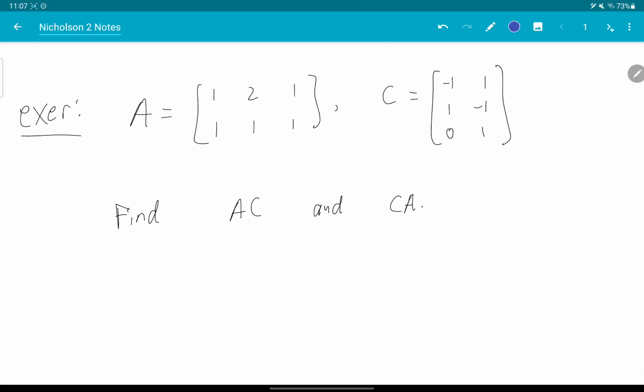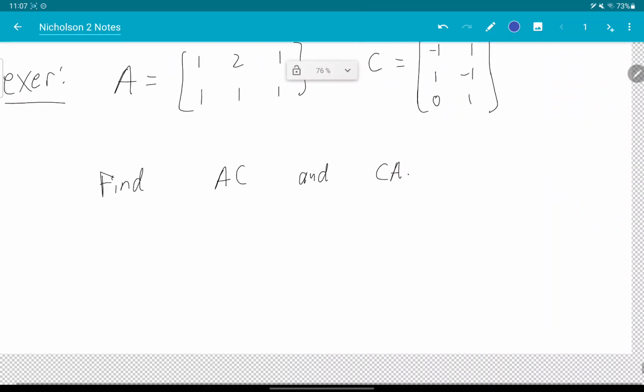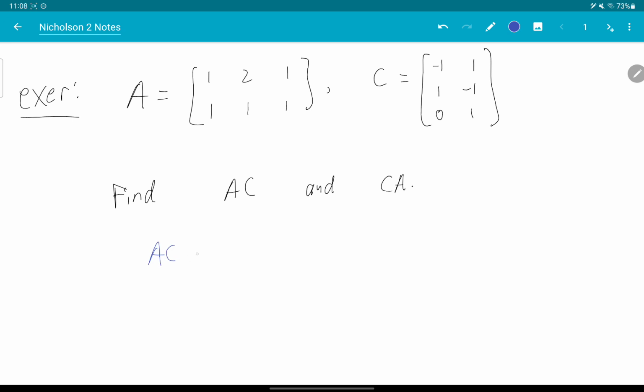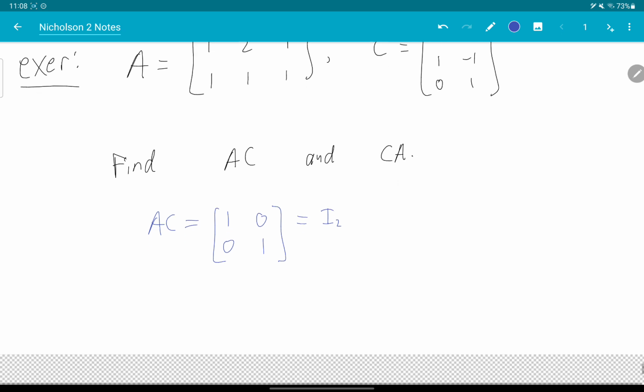So I want you to actually do this exercise, calculate these two things, and tell me what you get. Now, I'll do it. So AC is going to be 2 by 2. So I get 1, and then a 0, and then a 0, and then a 1. So this is I2. Okay, so we have AC is equal to I2. Now we're going to see that CA is not equal to I3.